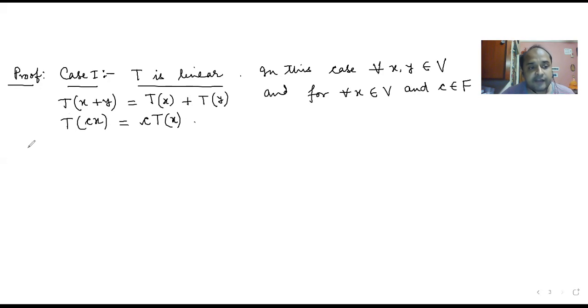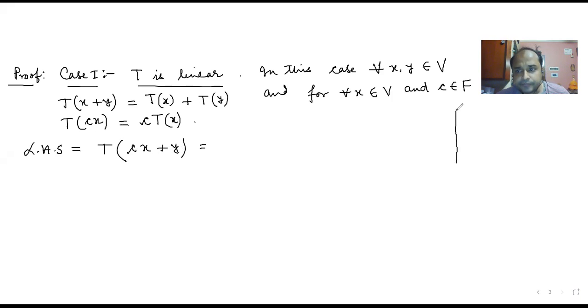Now let us consider the left-hand side of the theorem. What is the left-hand side of the result? I have to consider T of Cx plus Y. So we are going to get the right-hand side of this result by applying these rules.